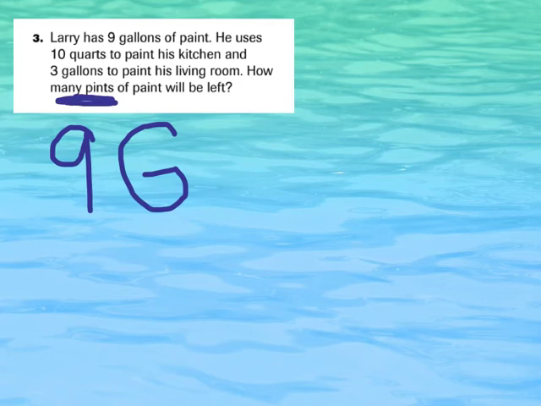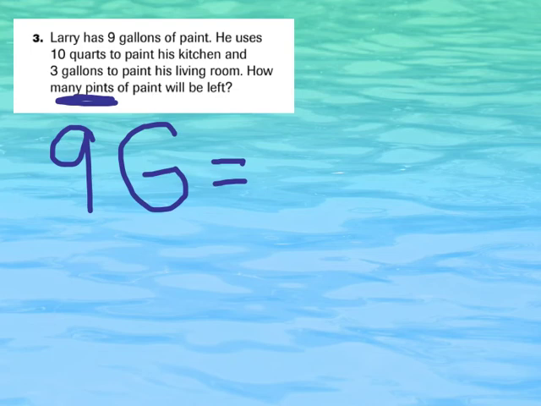Okay, so if he has 9 gallons to start with, and then he uses 10 quarts and 3 gallons, I need to make some conversions before I start solving this. So I first would convert this 9 gallons to a different unit of measurement. Maybe convert them all to pints since you're going to be dealing with pints, or maybe you want to just convert it to quarts right now and then convert it to pints later. But either way, you're going to need to convert this 9 gallons to a smaller unit, so you're going to have to multiply it by something.